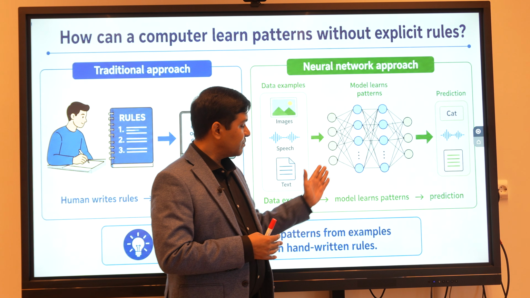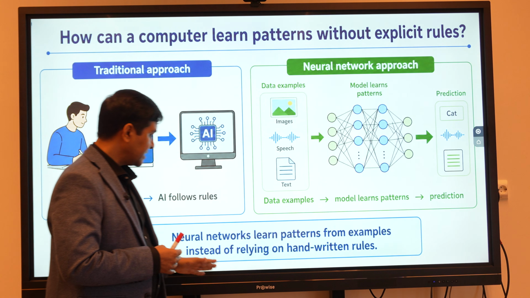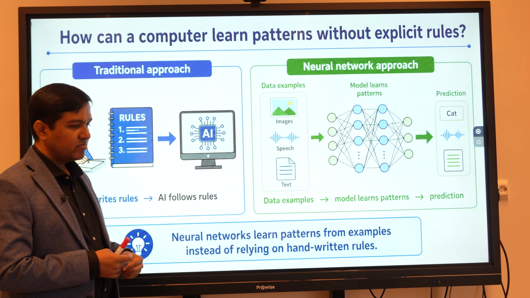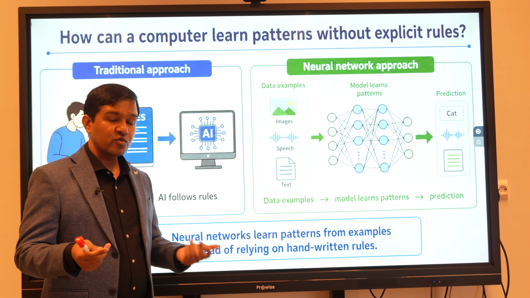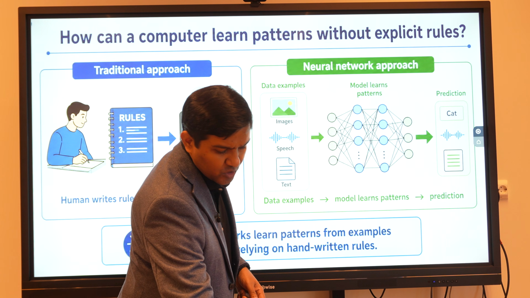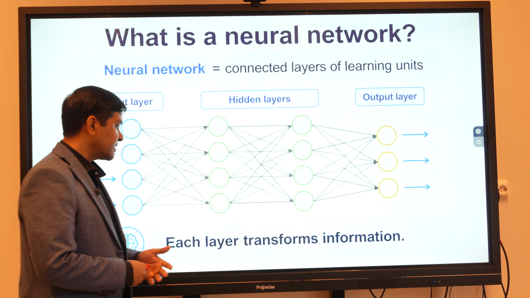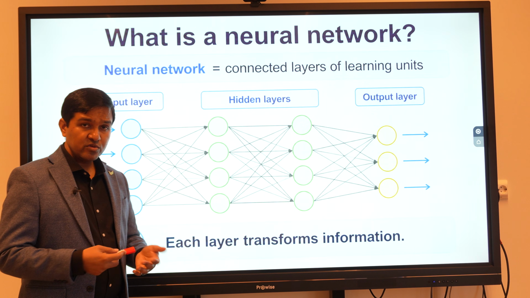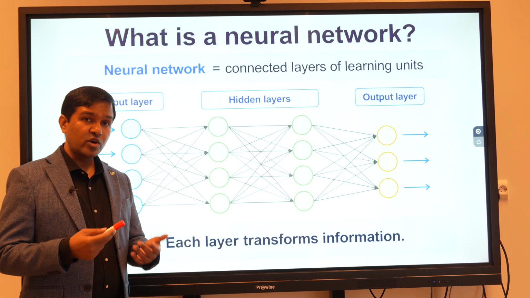So given the data examples, the model is simply learning, and that led to moving away from handwritten rules to the model learning the representation internally. That brings us to the question: what is a neural network? And it is done using neural networks.